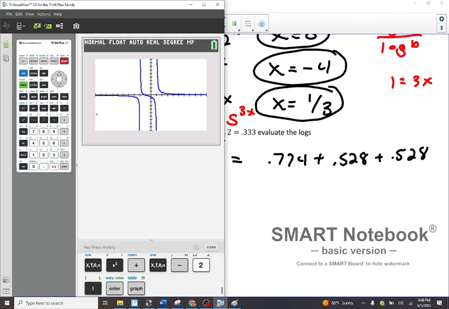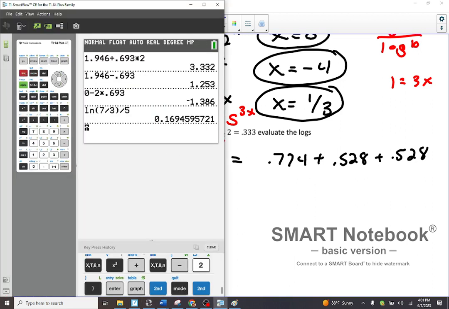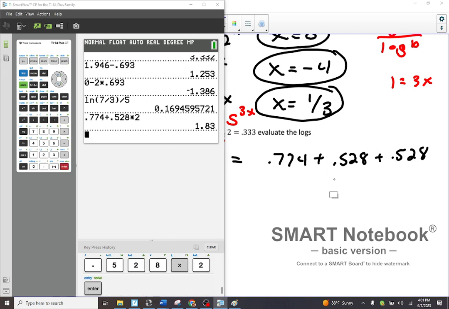And I'm going to figure it out. So in this case, I take my calculator and just do the math safely for myself. So 0.774 plus 0.528 times 2, because that's the same thing as just adding it twice, 1.83.